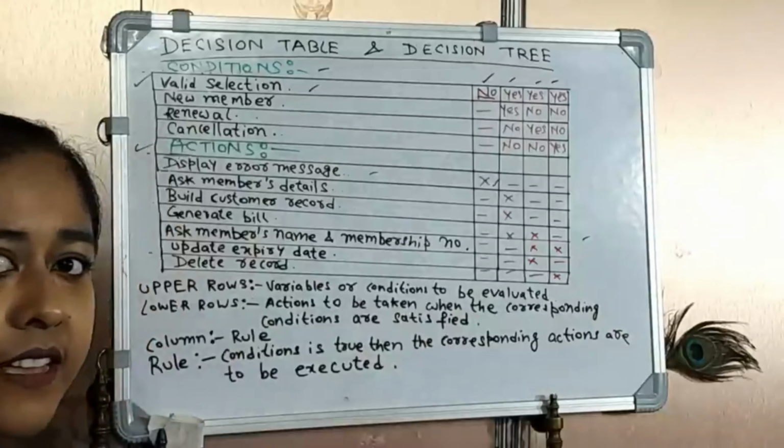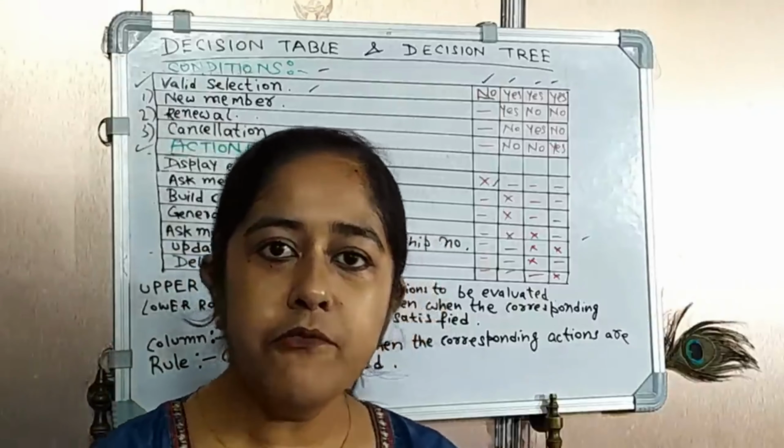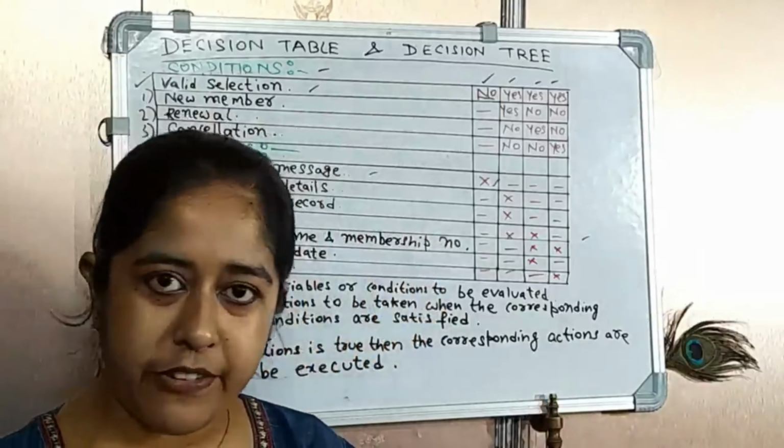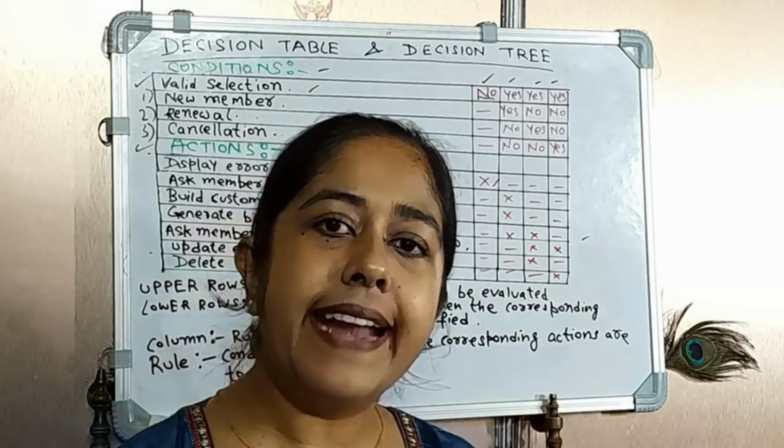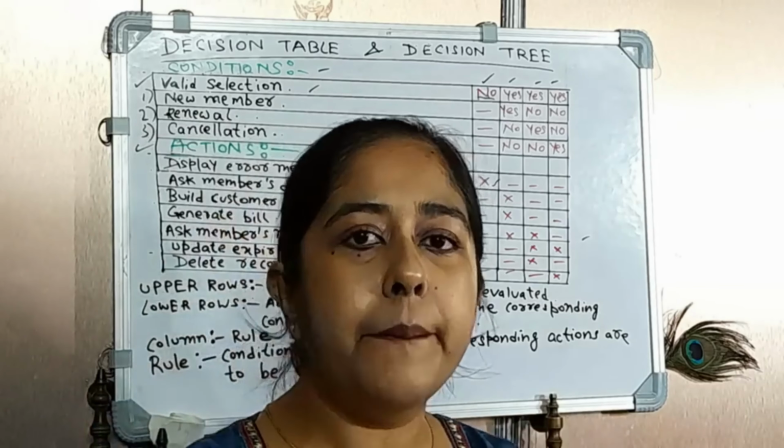The second one is renewal. That is if I am going to renew my membership. Whatever was the expiry date of my membership, from that day it will be updated to another date. The third one is cancellation. If I want to cancel my membership, that will be for the cancellation. So these three are the conditions when my selection is valid.